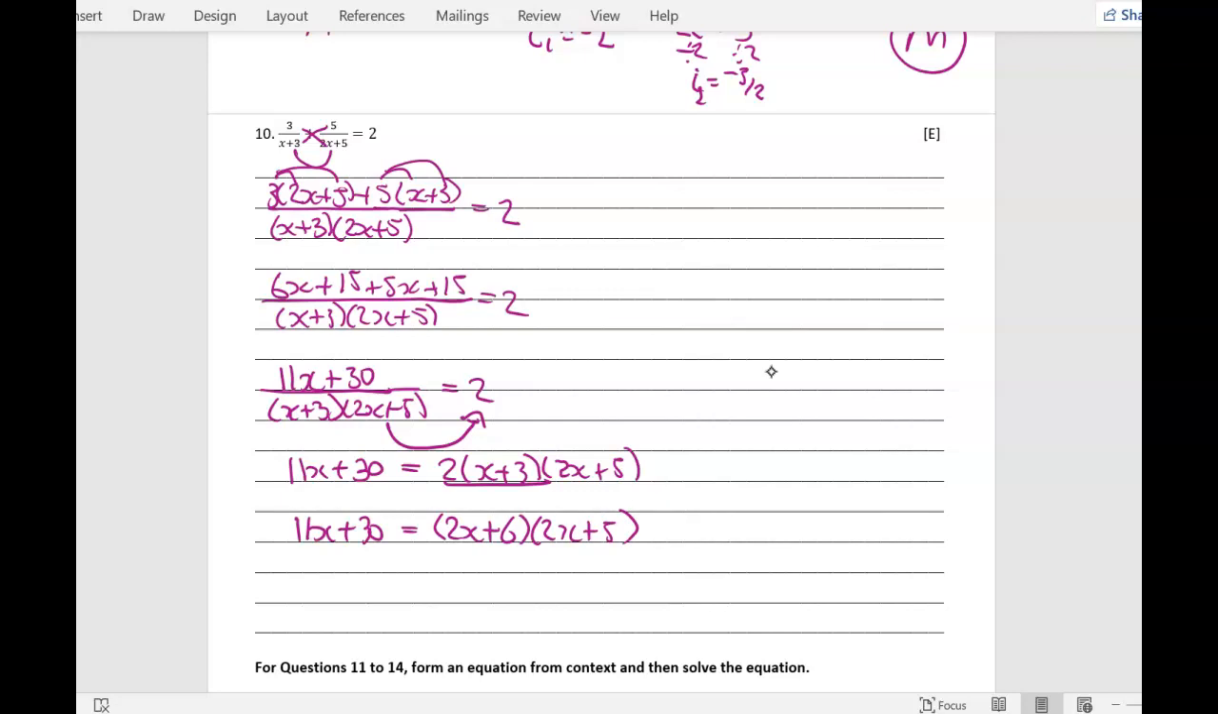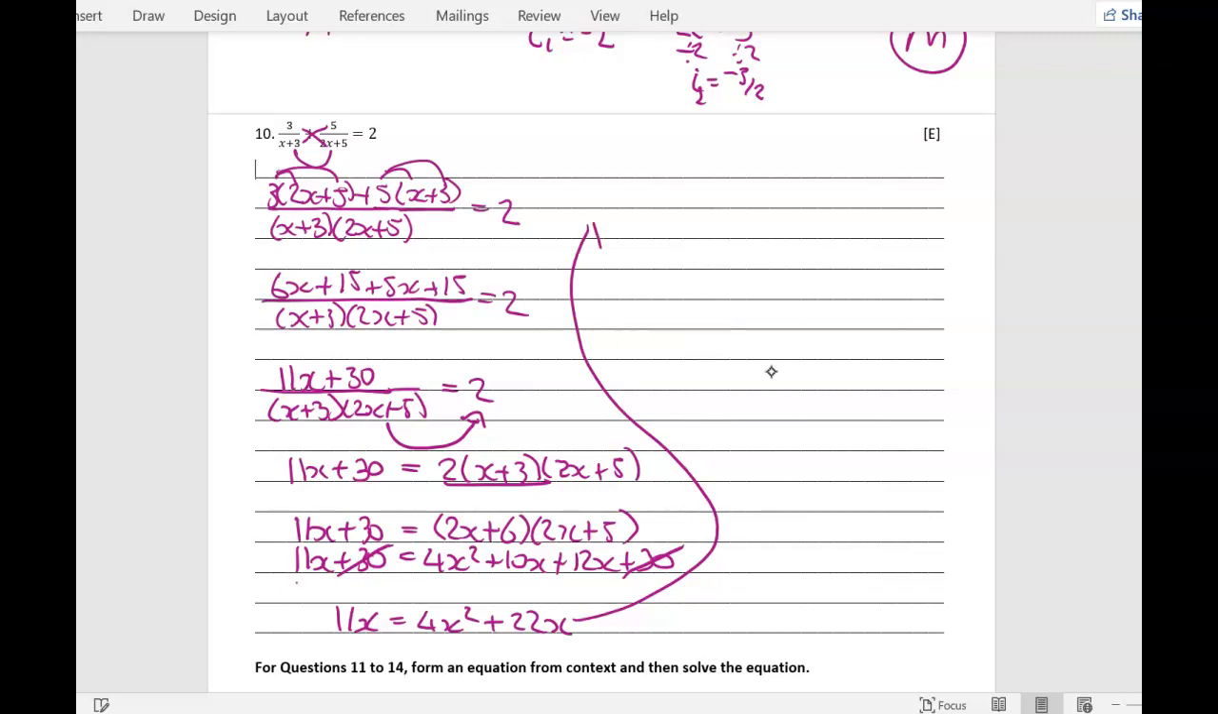We can then expand the bracket a bit more. So we've got 11x plus 30 is equal to 4x squared plus 10x plus 12x plus 30. Just noting those 30s are going to cancel each other out. That leaves 11x is equal to 4x squared plus 22x. Gosh, long question. I've run out of room, but let's move to the other side up here.